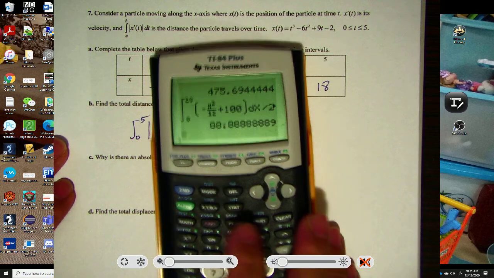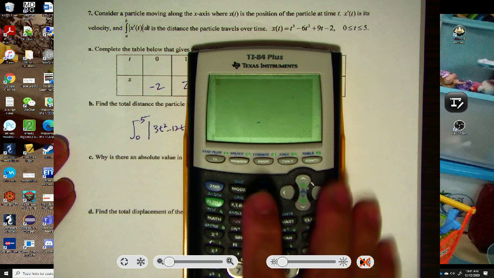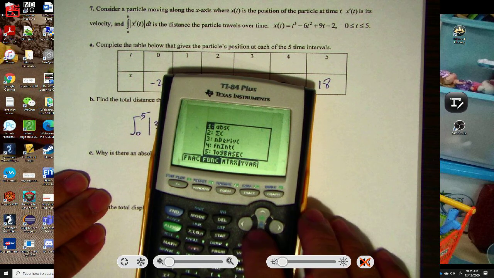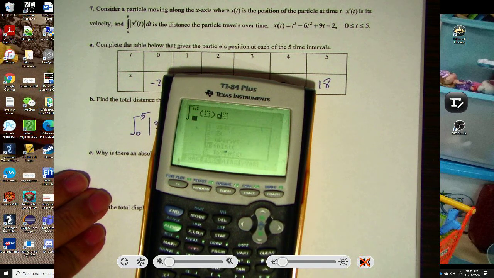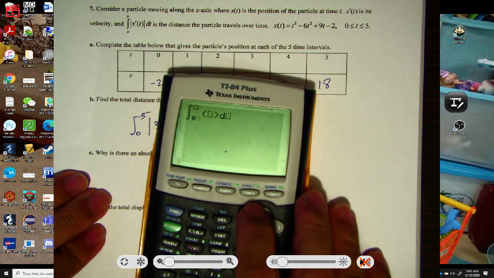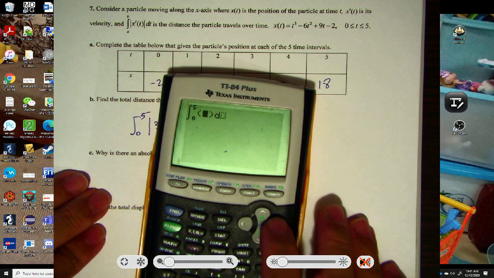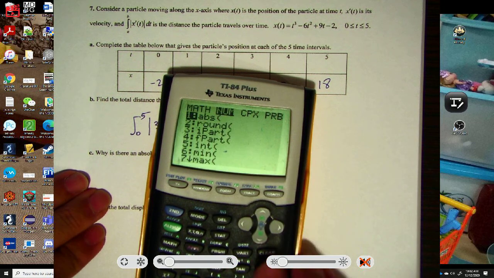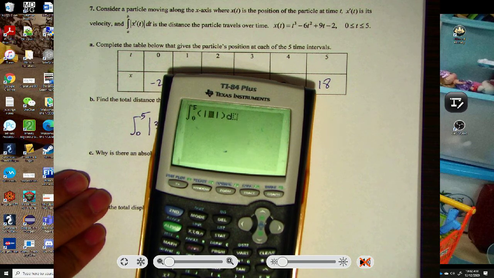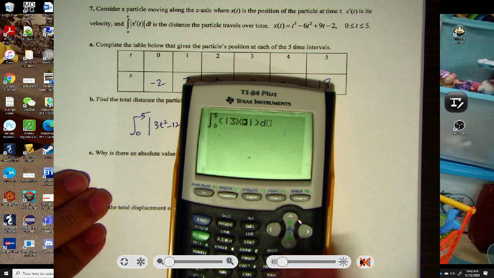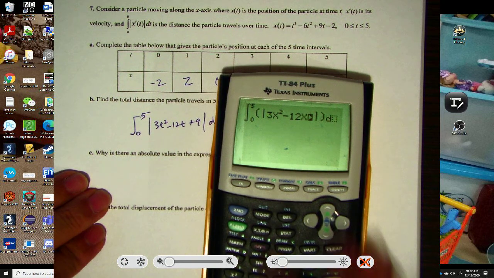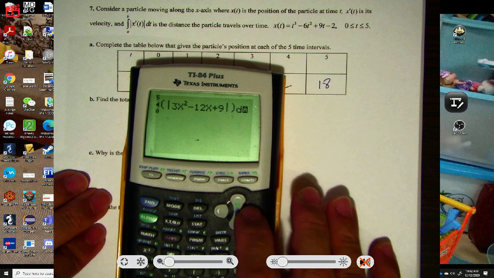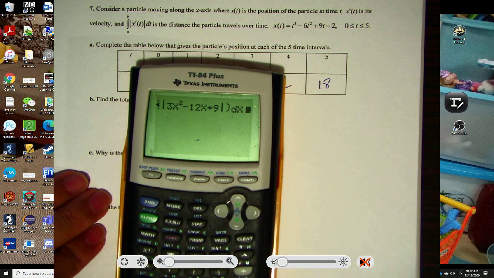I'm using the calculator again. For the window, I want number 4, numerical integration, going from 0 to 5. And I want absolute value. To get absolute value, you go to math, and go to the number menu. ABS is absolute value, and that brings it up. I'm going to put in 3x squared minus 12x plus 9. Where's the dx? There's the x. X, enter.